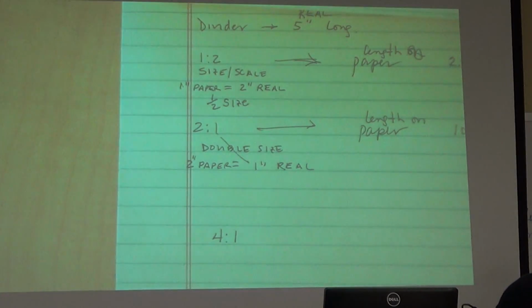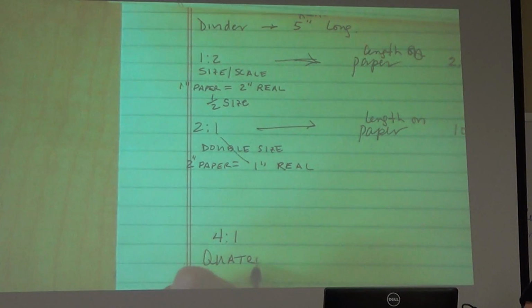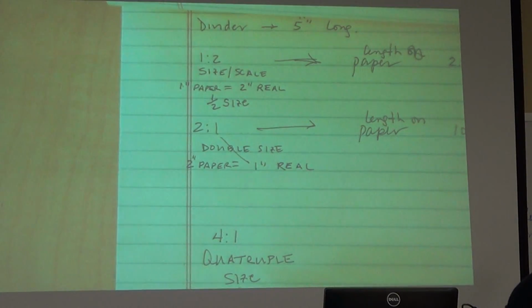What's that? 4 to 1? I think it's called quadruple size. Quadruple size. What does this mean? The drawing is going to be what? Right, the drawing is 4 times the size of the real.